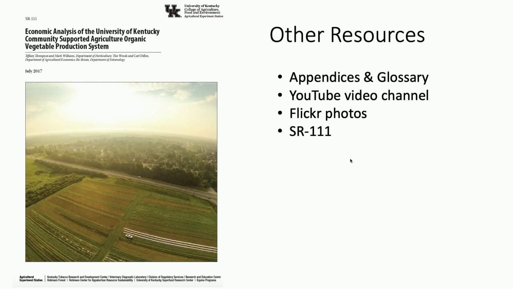Okay. And then the appendices, there's things like a glossary, there's links to our YouTube channel. We have a Flickr site full of photos. I think there's like 28,000 photos on there. So we document our system. And then there's this other publication that the CSA manager before me, Tiffany Thompson, wrote, SR 111, which is an exhaustive economic analysis of our system. So again, just another great resource to check out that you could take advantage of.